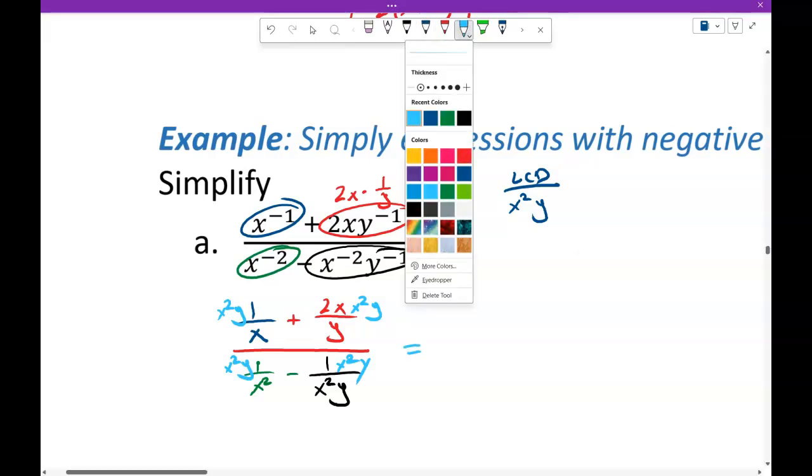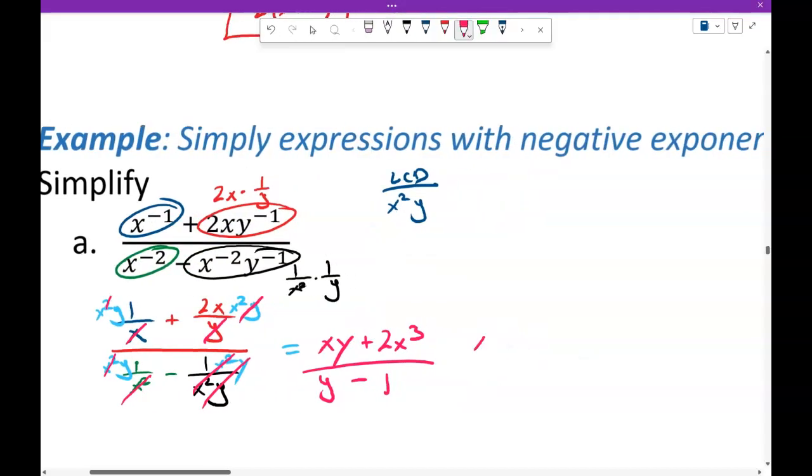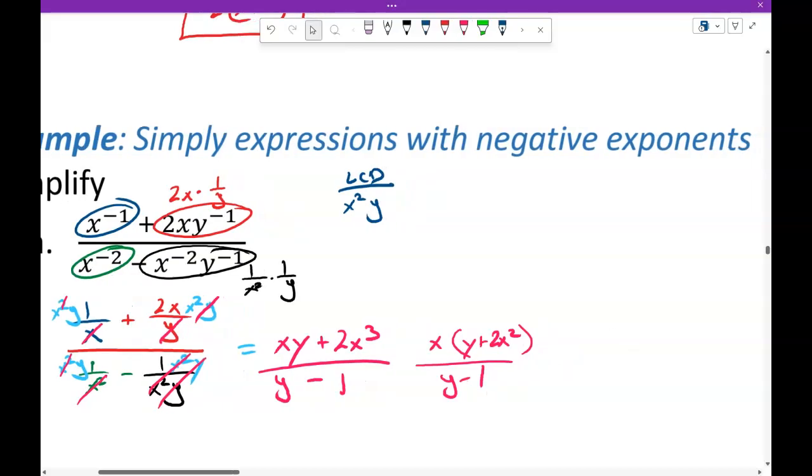Let's do a pink. So one of the x's will cancel, leaving us with xy. The y's will cancel, leaving us with 2x to the third. The x squareds will cancel, leaving us with y. And the x squared and y will cancel, leaving us with a 1. Then all we have to do is factor to see if we have any common factors to reduce. We don't, so there is our simplified expression.